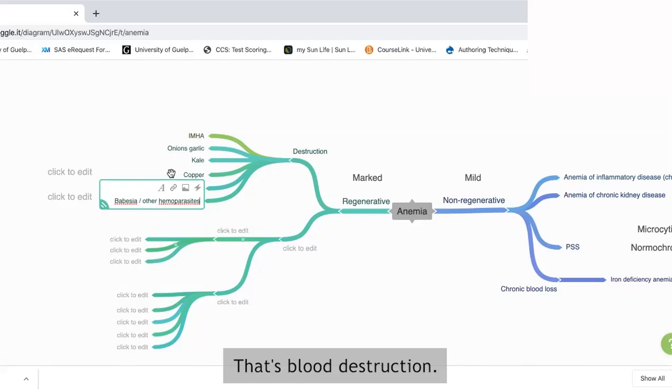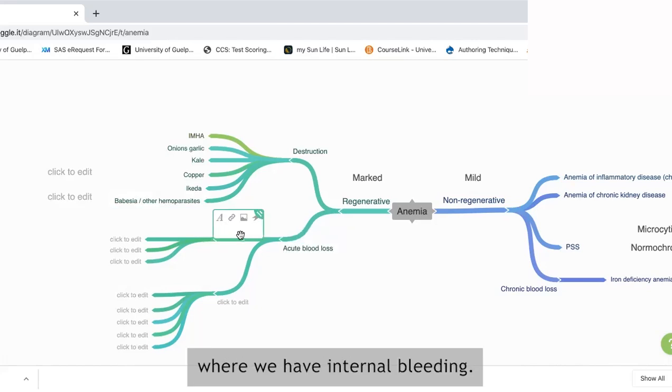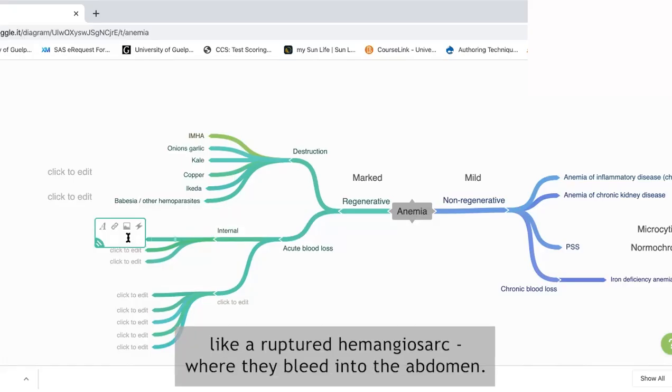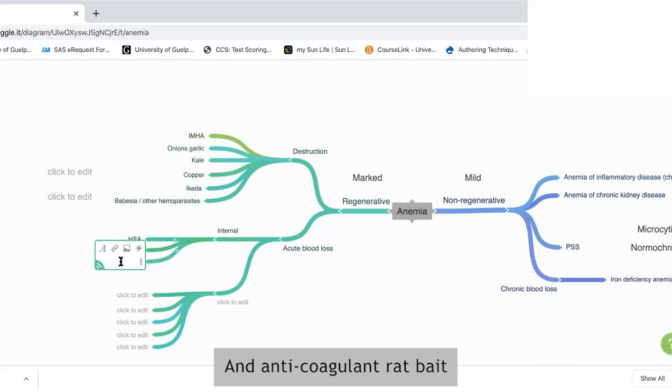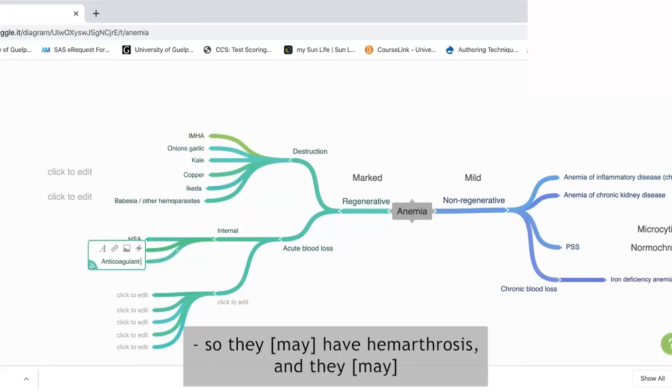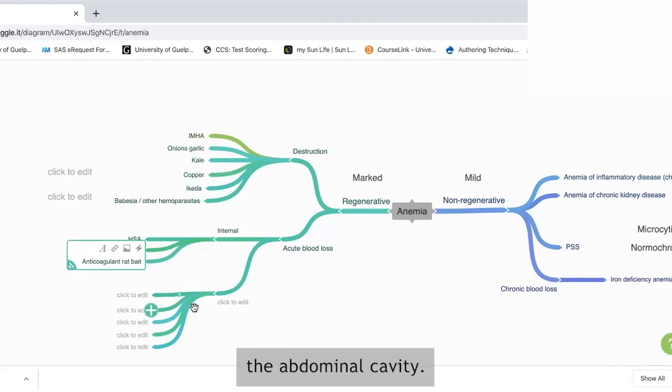That's blood destruction. And then we have acute blood loss. And we can think about cases where we have internal bleeding. And that might be from something like a ruptured hemangiosarcoma, where they bleed into the abdomen, a bleeding tumor of another type, and anticoagulant rat bait. So they will have hemarthrosis, and they might have hemorrhage into the thorax or the abdominal cavity.